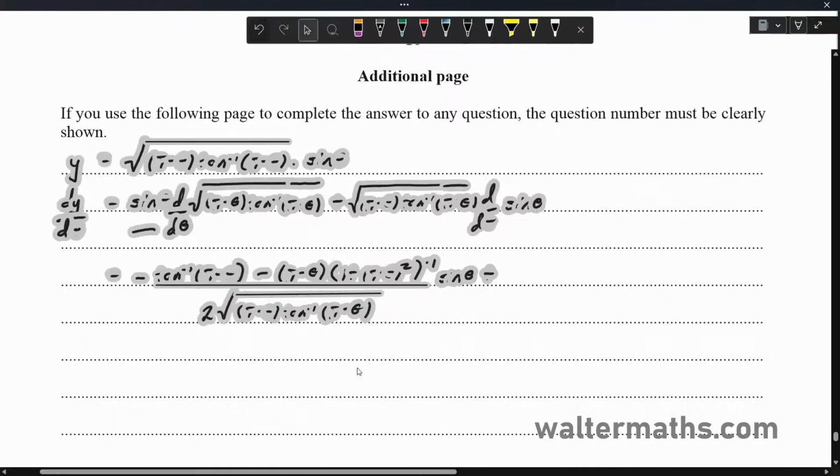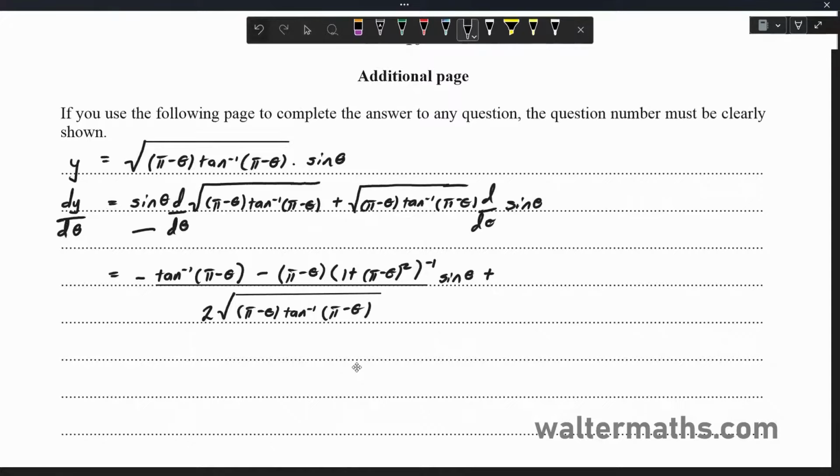Okay, I think this should be fine. So that's going to be plus. Now we're on this part, and that's simply the square root of pi minus theta of arctan of pi minus theta, and the derivative of sine theta is actually cos theta. So dot cos theta. All right. So this is where we are right now.